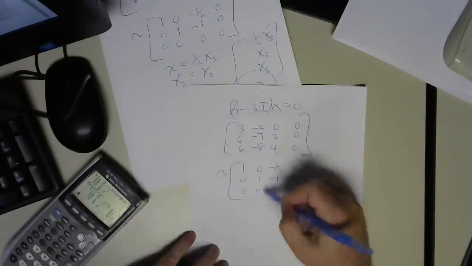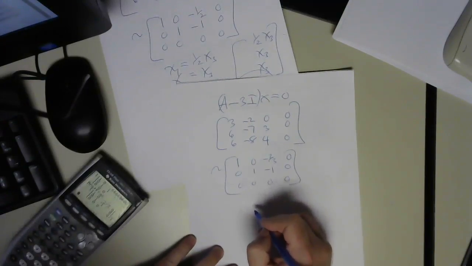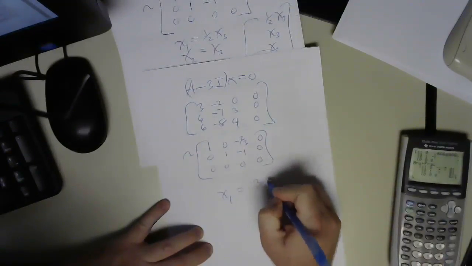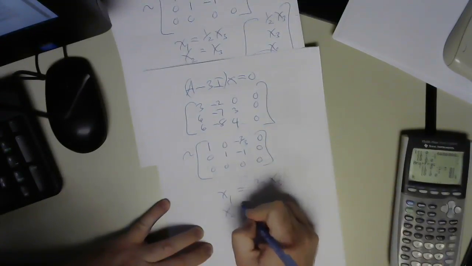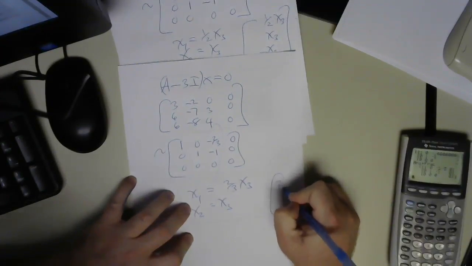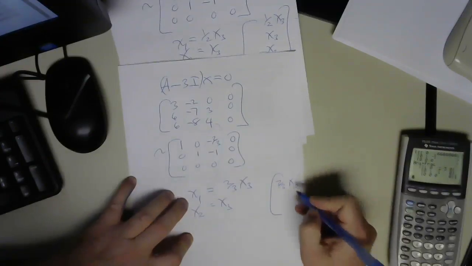So once again, one free variable, and the system looks like this. And remember, this is for our second eigenvalue. It's just x1 equals 2/3 x3, and x2 equals x3. So here's our arbitrary solution.